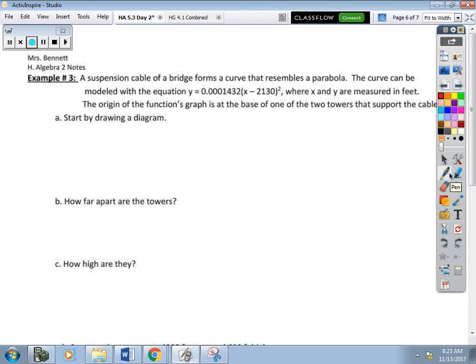So this one says a suspension cable of a bridge forms a curve that resembles a parabola. The curve can be modeled by the following equation. X and y are measured in feet. The origin of the function's graph is at the base of one of the 2 towers that supports the cable. So start by drawing a diagram. So again, I usually just draw an x and a y axis.